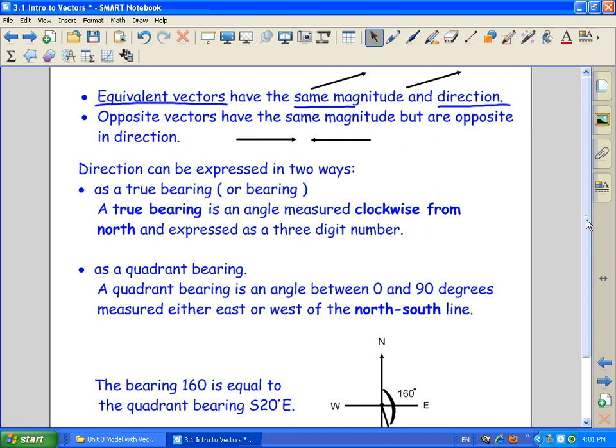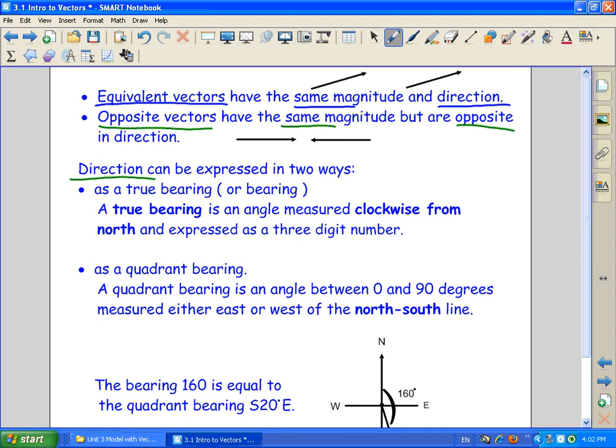Okay? Opposite vectors have the same magnitude, i.e. the line is the same length, but are in opposite directions. Okay, so in this case, in the first case, this is traveling west, and my apologies, it's traveling east, and in the second case, it's traveling west. All right, now let's do a little bit more about the direction, because there are two different ways.